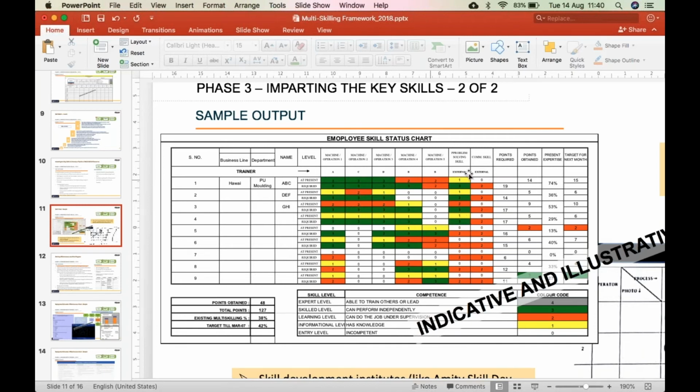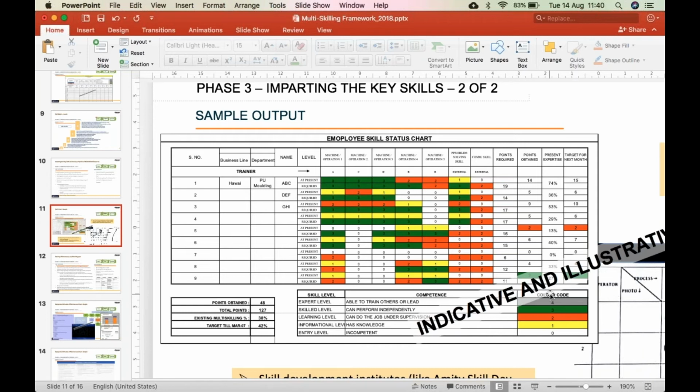So accordingly, the points are jotted down, and finally the target for each month is decided. Now the person has acquired 19 points, and the points obtained earlier were 14. So that's how the 15 is the target that is to be attained through the training, and whether the person has attained that target is further color coded in the same format.